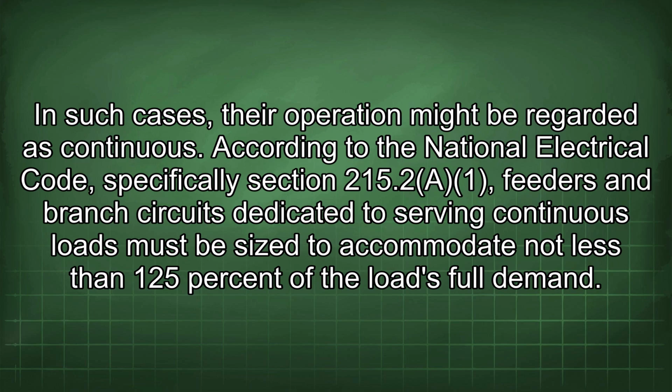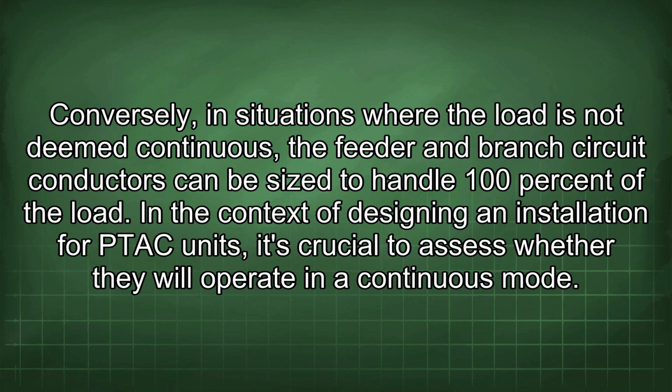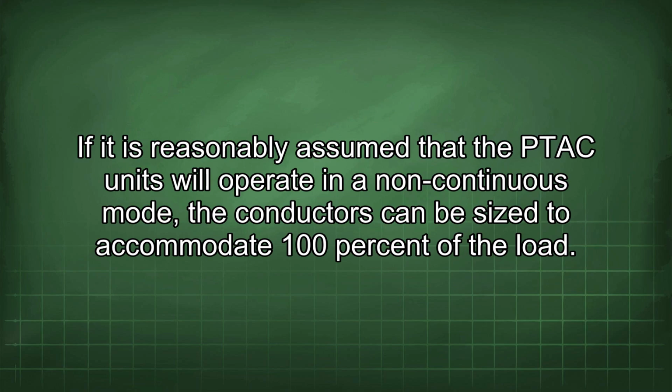According to the National Electrical Code, specifically Section 215.2(A), feeders and branch circuits dedicated to serving continuous loads must be sized to accommodate not less than 125% of the load's full demand. Conversely, in situations where the load is not deemed continuous, the feeder and branch circuit conductors can be sized to handle 100% of the load. In the context of designing an installation for TAC units, it's crucial to assess whether they will operate in a continuous mode. If it is reasonably assumed that the TAC units will operate in a non-continuous mode, the conductors can be sized to accommodate 100% of the load.